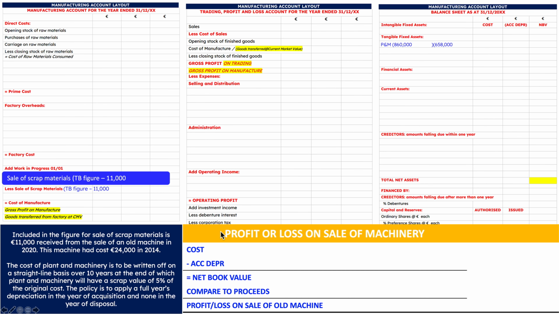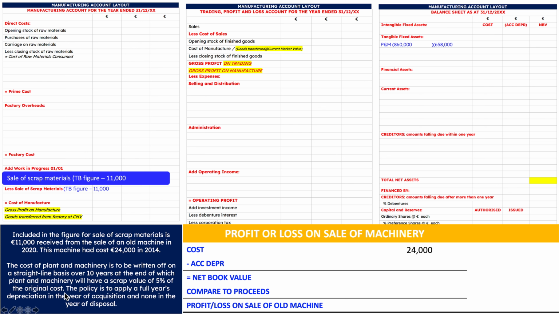Now, next we'll do the profit or loss on sale of machinery. Okay, so we know we sold the machine. The cost was 24,000, so it had cost 24,000 in 2014. Now we have to work out the accumulated depreciation. We worked out that the rate of depreciation was 9.5%, but we have to figure out how long we're going to depreciate it for.